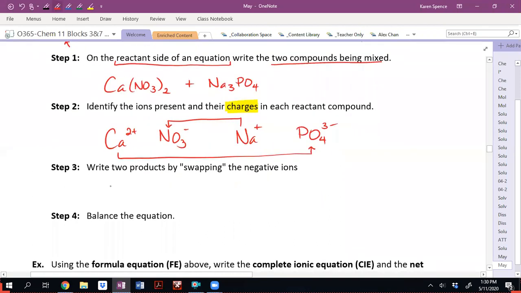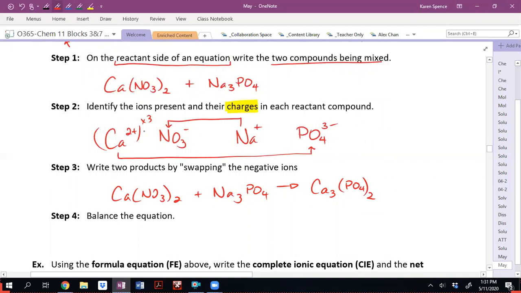So we're going to write our products then. So we have our reactants, Ca(NO3)2 plus Na3PO4. Our products, put calcium with phosphate. That is going to be Ca3(PO4)2, because if we have 3 of the calcium, that's going to give us a 6+ charge. And if we have 2 of the phosphate, that's going to give us a 6- charge. So that gives us an overall neutral compound, which is what we want.